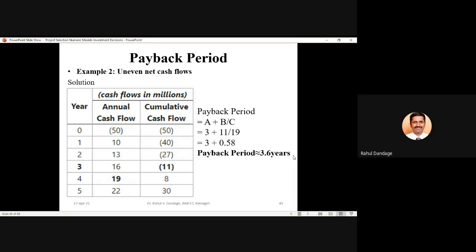Again, when I say 3.6 years, it is not 3 years and 6 months. It is 3.6 multiplied by 12. That many months will be the total payback period for this particular project.